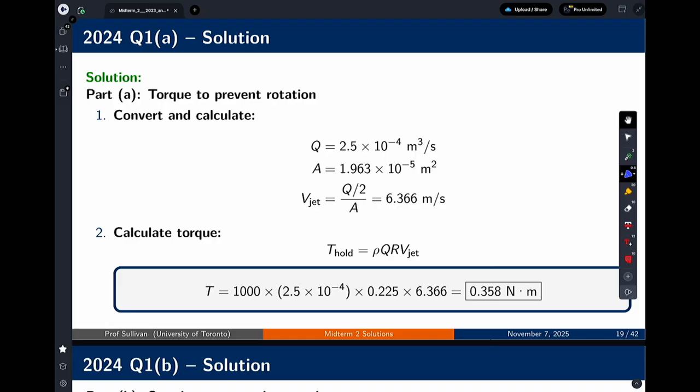For the torque to prevent rotation, Q is equal to 2.5 times 10 to the minus 4th, and area is given, so you calculate that directly. Velocity of the jet, divided by 2, is 6.366 meters per second. The holding torque is just going to equal the torque from the jets. Rho Q V jet is the force, times the moment arm, which is R. Putting all the terms together, you end up with a torque of 0.358 Newton meters.